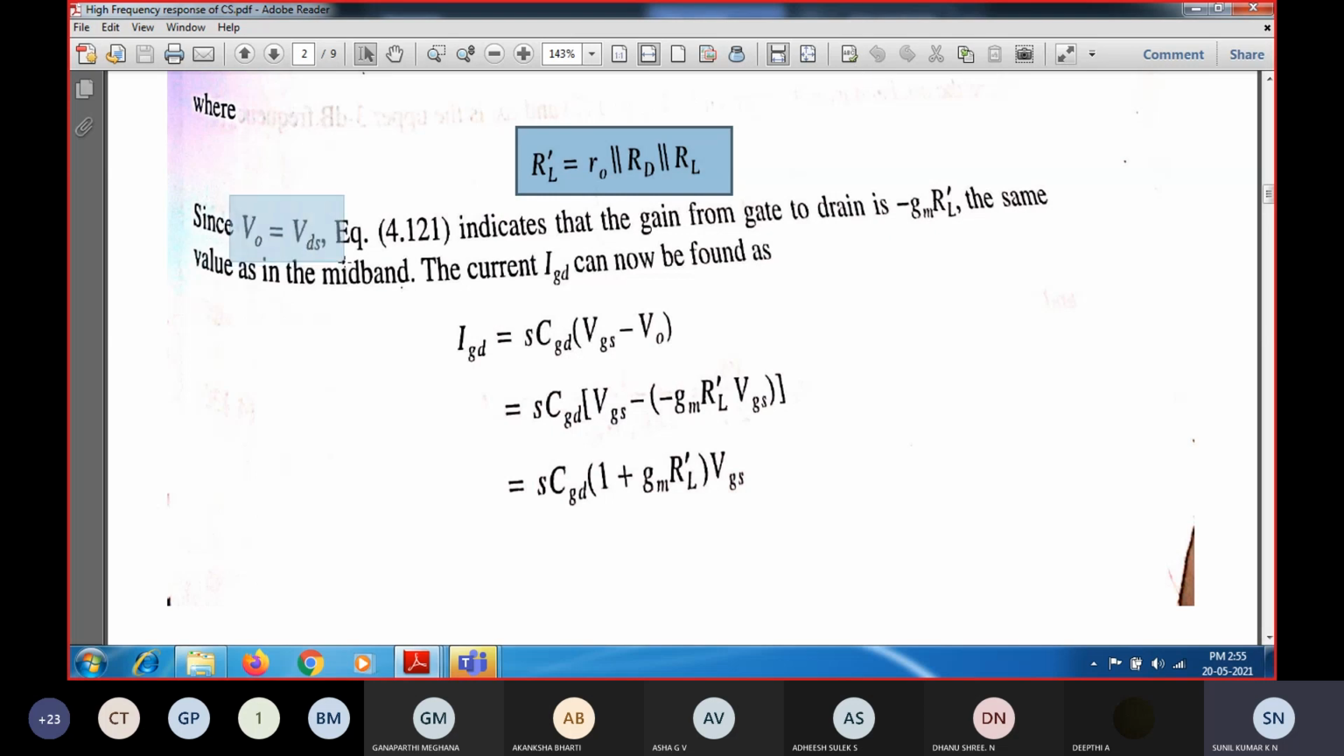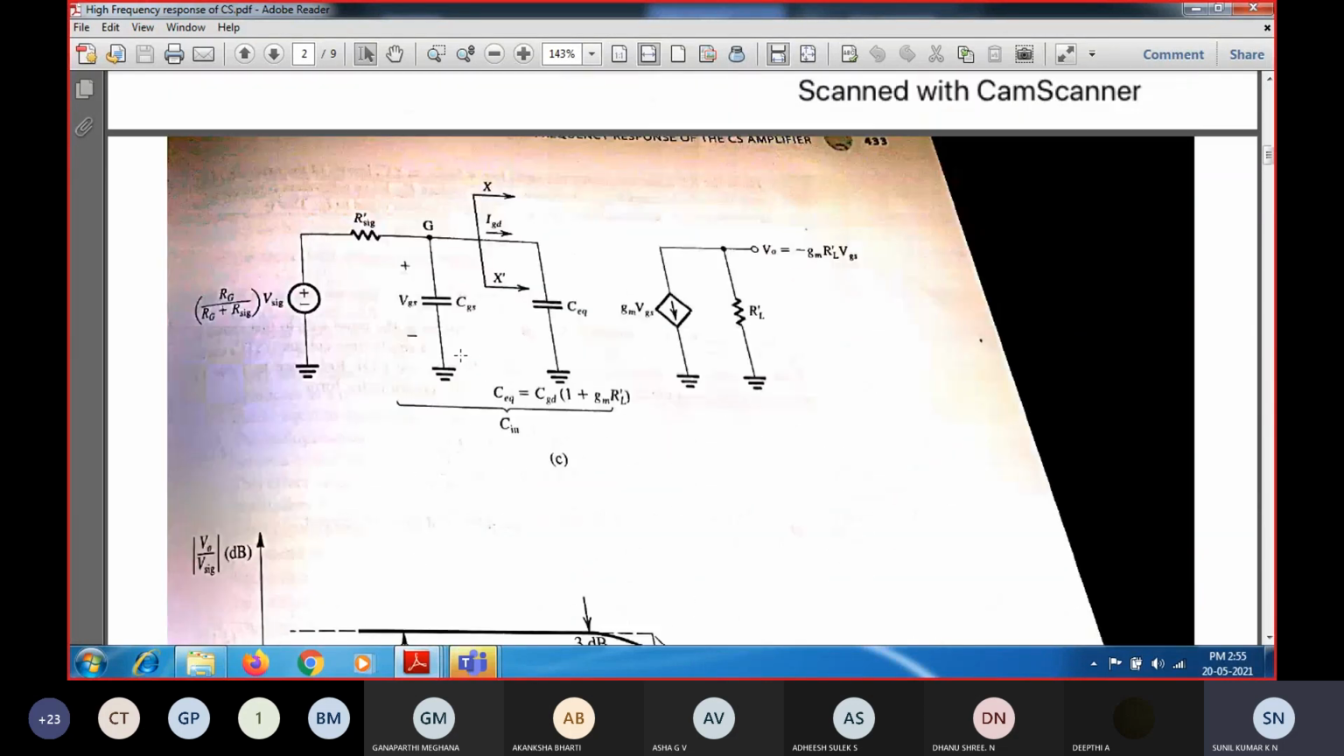We are going to get the gain across drain to source because the source is already grounded. So we get the output voltage across the drain to source terminal. VDS will be equal to V naught, which is equal to minus GM into RL dash. Now what is the current flowing between the gate and drain? That is IGD. IGD will be equal to VGS minus V naught. Why VGS? Because the gate and ground are shorted, hence VGS minus minus GM into RL dash.